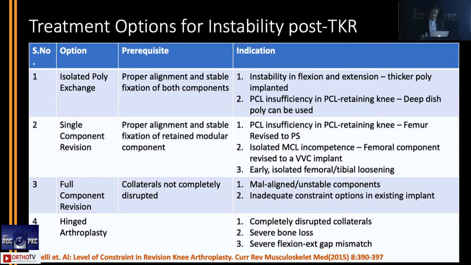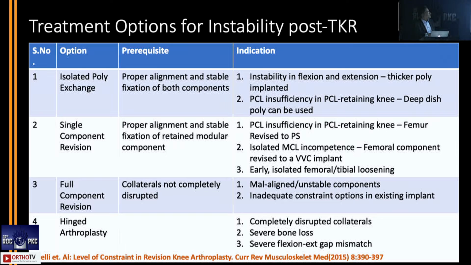So these are the treatment options for instability. Basically it's very self-explanatory. Option one, isolated poly exchange. The prerequisite is that proper alignment and stable fixation of both components should be there. Then you can go for this one. These are for instability in flexion and extension: a thicker poly can be implanted; with PCL insufficiency in a PCL retaining knee, a deep dish poly can be used. That is the simplest one.